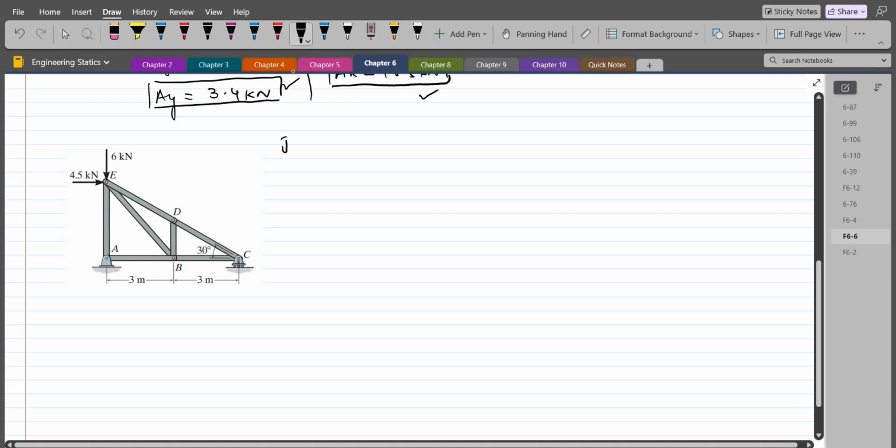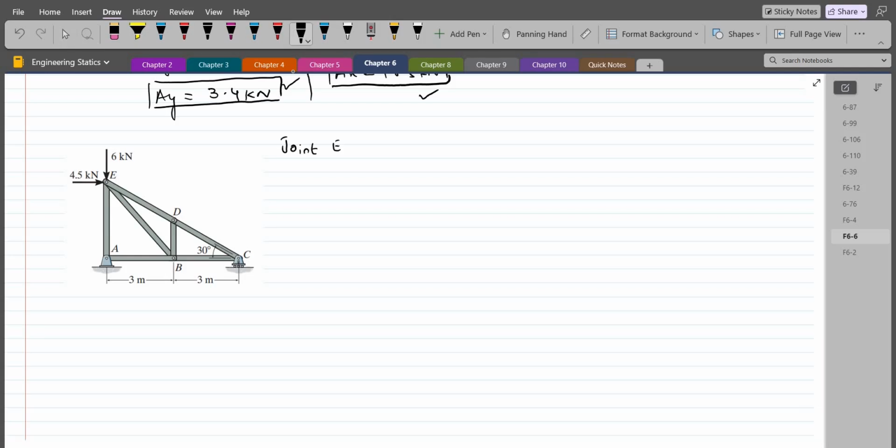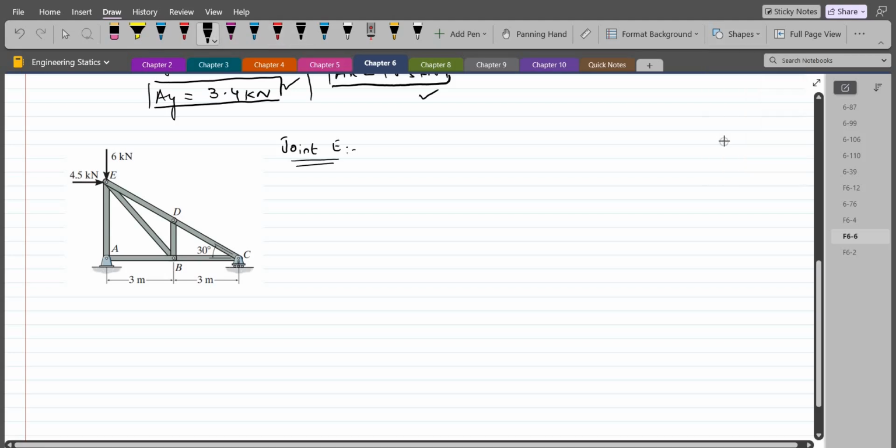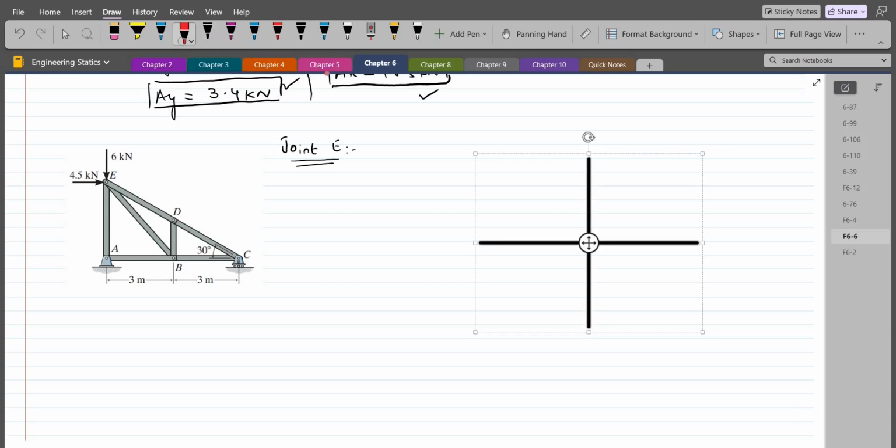So for the joint E, the free body diagram of the joint E would look something like this. I have a 6 kilonewton force acting in a downward direction. I have a 4.5 kilonewton force acting towards the point E.